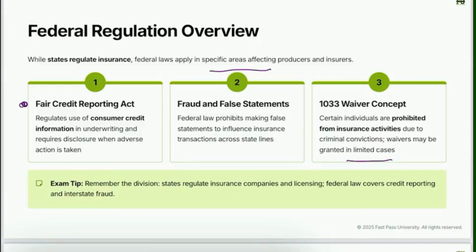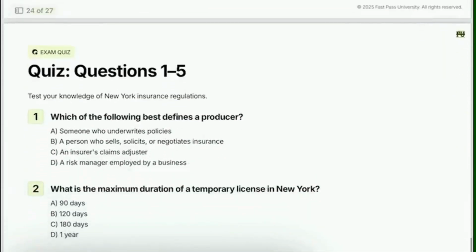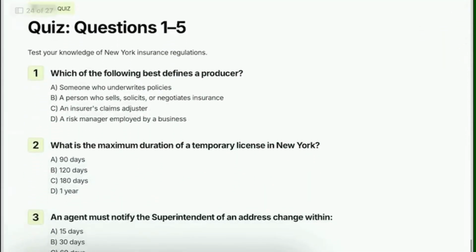All right, so that is the general Part 1 laws and regulations that are common to all insurance lines, right? Now remember, if you are taking the New York Property and Casualty exam, you're going to want to watch Part 2, which I will have linked in the description, or Life and Health Part 2, because everything we just went over is going to be tested on all insurance exams.